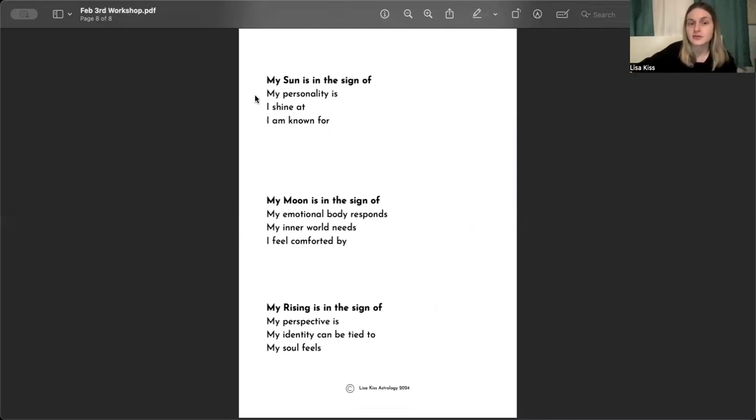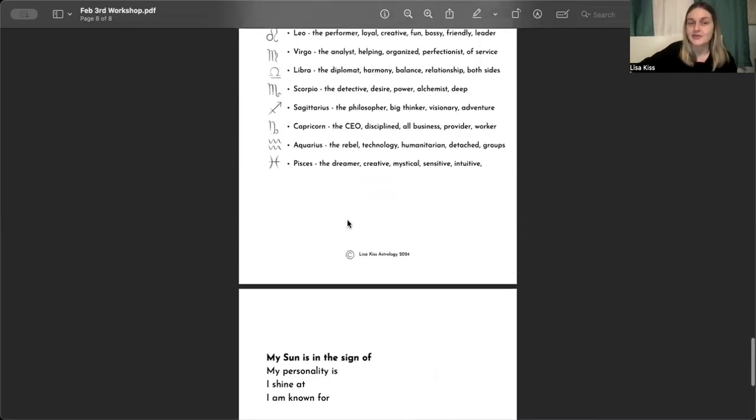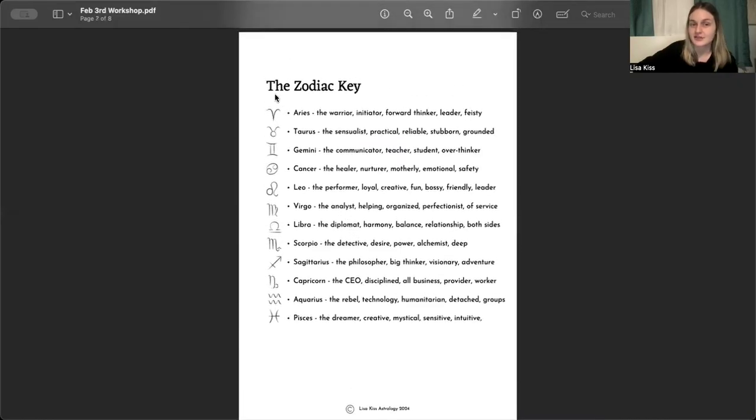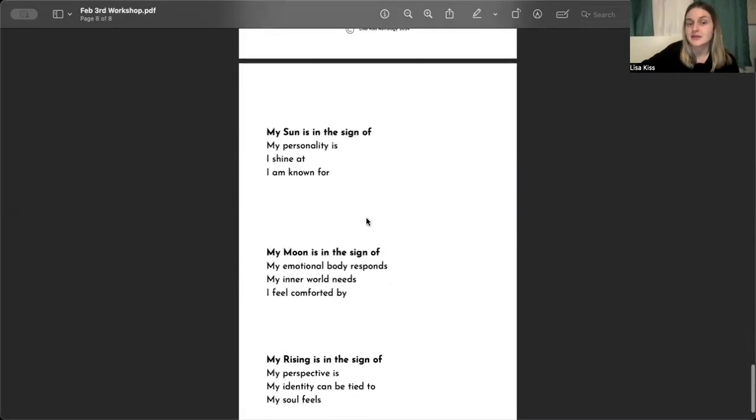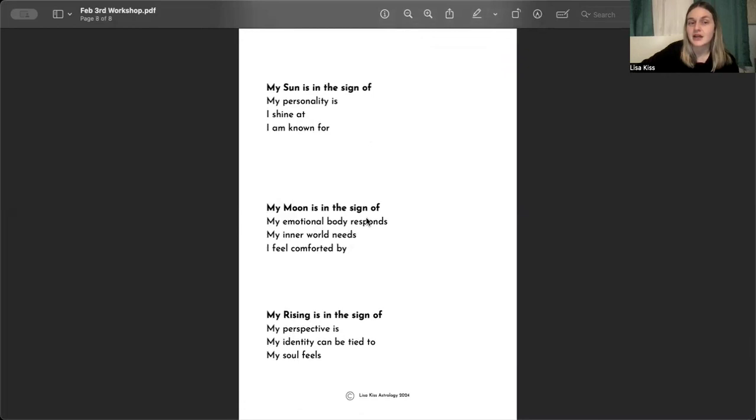So all you have to do is fill in the blanks here and add some words. And if you don't know any words for the signs, I have a zodiac key here for all the signs and different words. If you need more words, let me know. But yeah, you just pick the words that resonate the most here and you fill in the blanks. I will do an example just because I find examples are always pretty helpful.